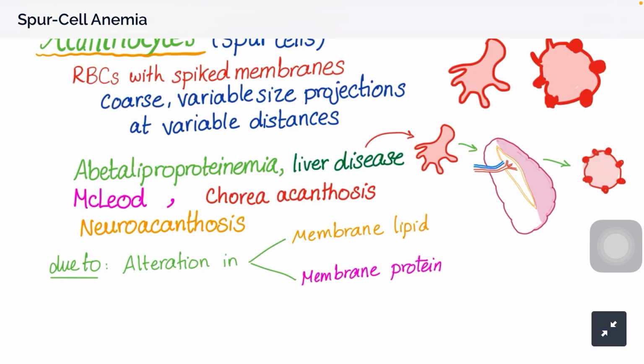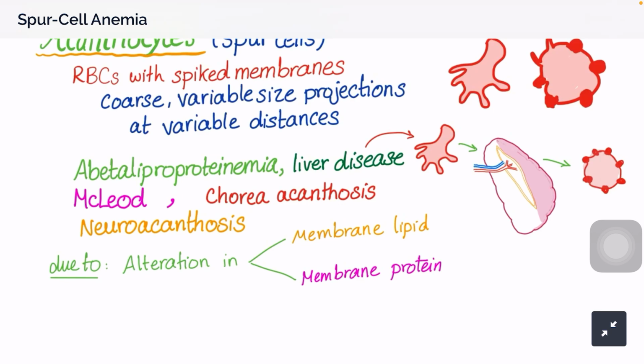They have coarse, variable sized projections at variable distance from each other. Okay? If you remember the previous video, echinocytes, these projections were smaller, more numerous, and they were at equal distance. But here, acanthocytes, variable distance, coarse, and variable size.